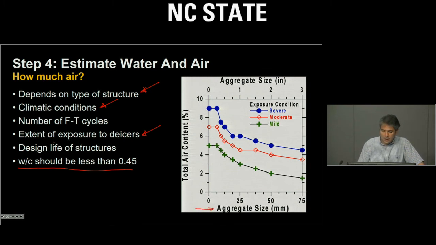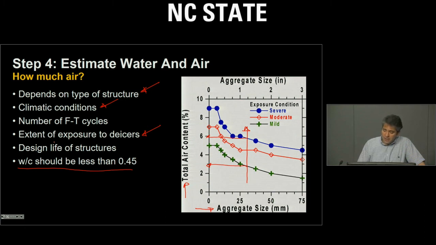On the y-axis, you see the total air content. And you can see that when we have different types of exposure, as the exposure becomes severe, more and more air is needed inside the concrete. For example, over here for a certain aggregate size, we can see that as we move from mild to severe exposure, we need a lot more air inside our system.